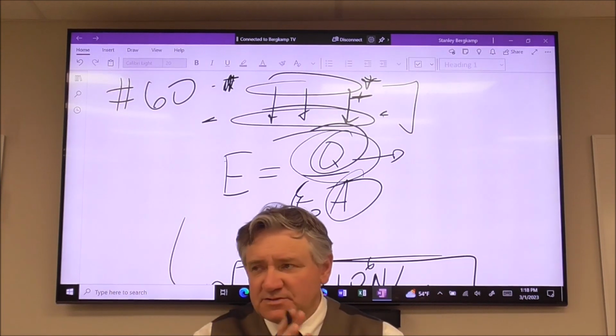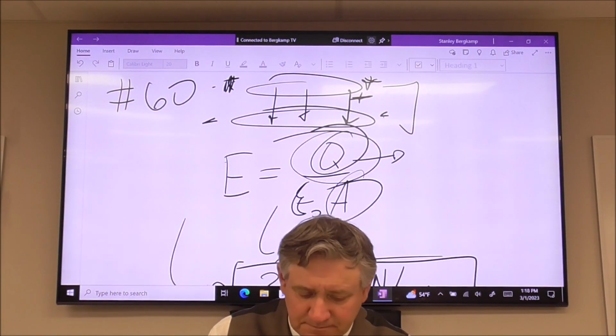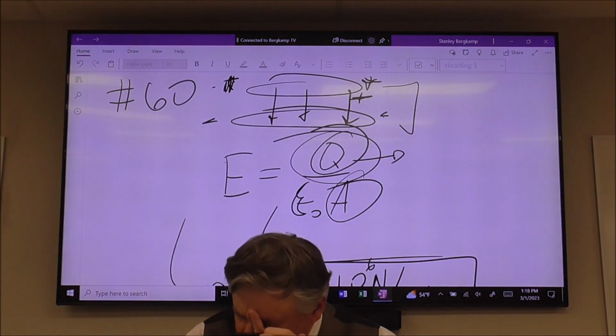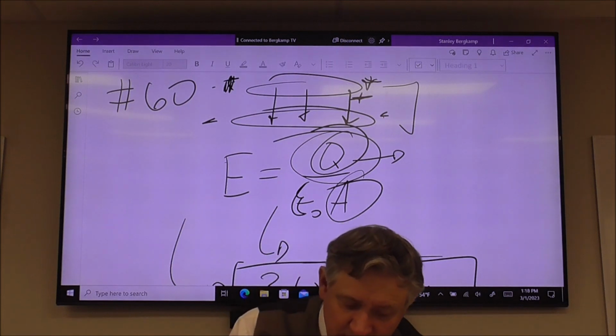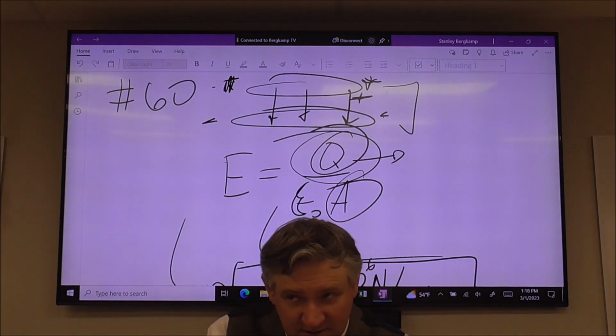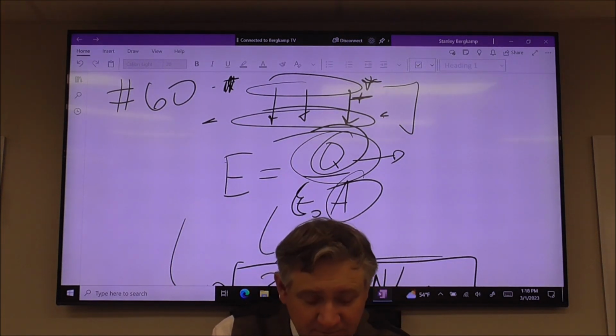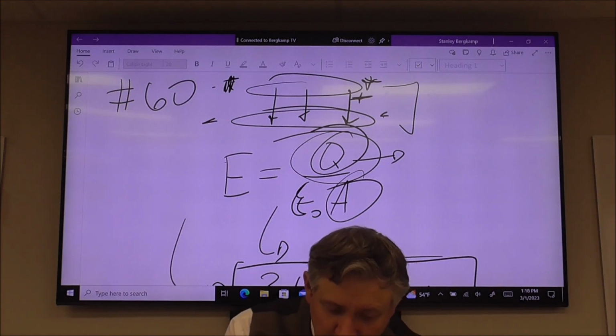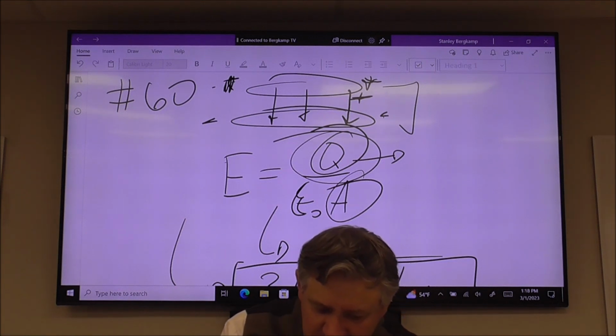Now, this is huge that you think this through. I cannot emphasize this enough. So when you get to a problem like this, and you're going to have one like it on the test, I promise you. A proton is shot from the negative disk towards the positive. What speed must the proton have to just barely reach the positive disk?